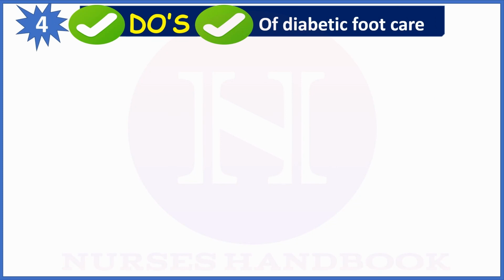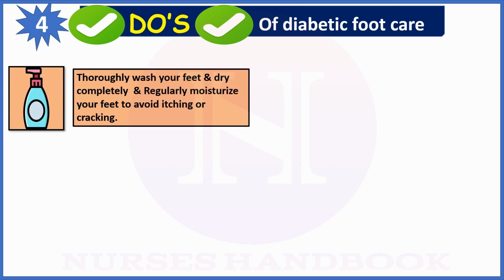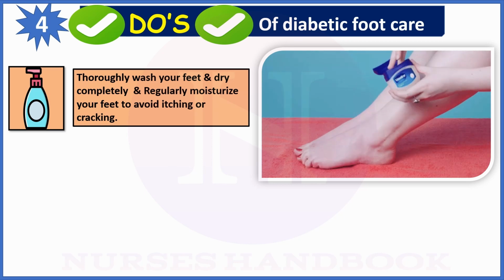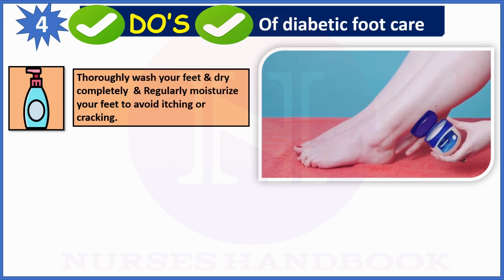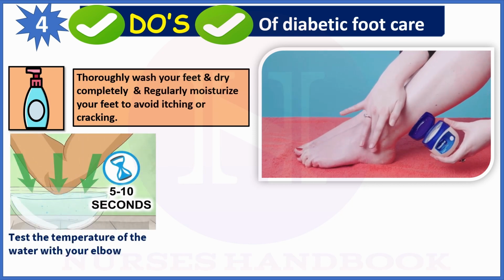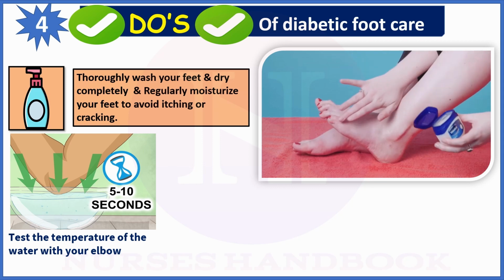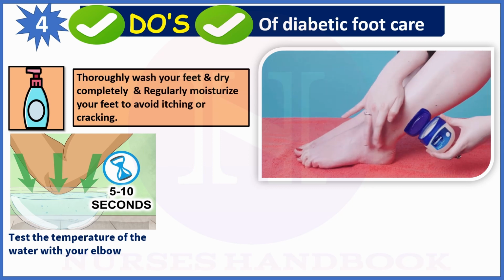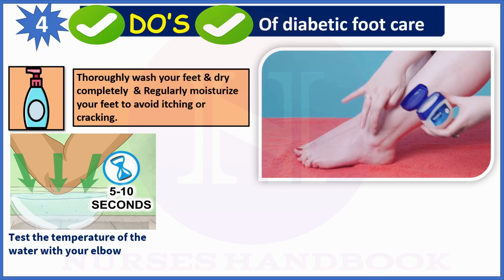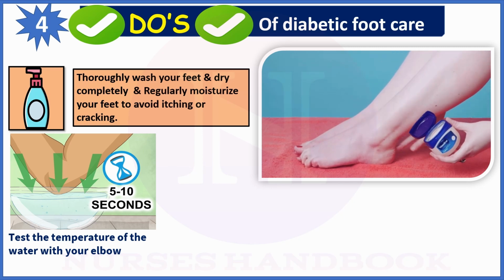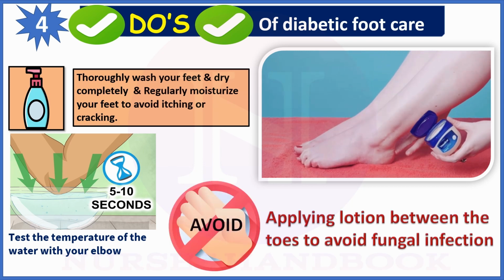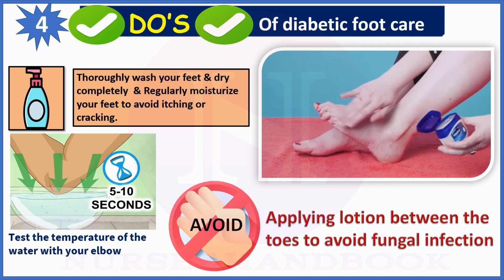Coming to the fourth do of diabetic foot care, that is to wash your feet in lukewarm water every day, dry them completely, especially between the toes, and regularly moisturize your feet to avoid itching or cracking. Always check the temperature of water before washing your feet, and do that with your elbow, not with your hands, because nerve damage can affect your sensation in your hands too. Do not apply lotion between the toes, to avoid fungal infections.